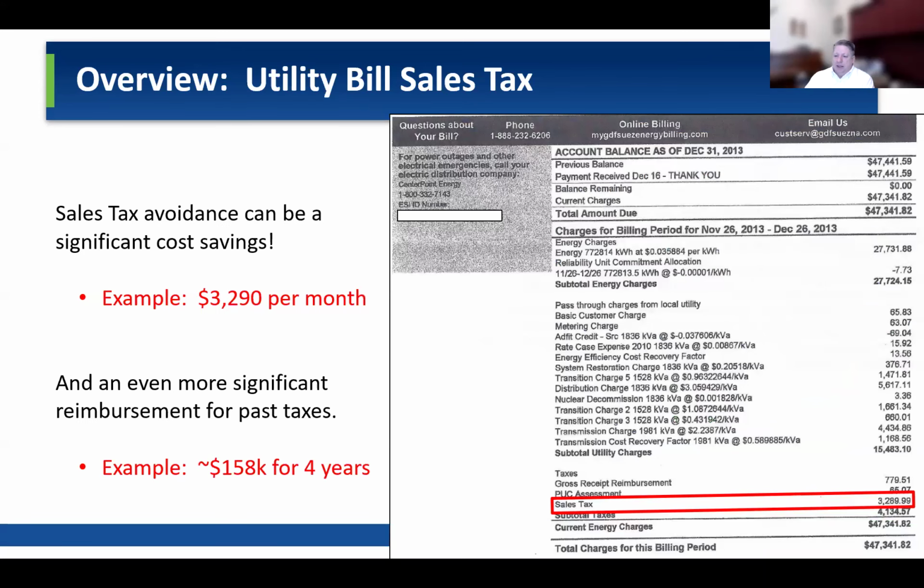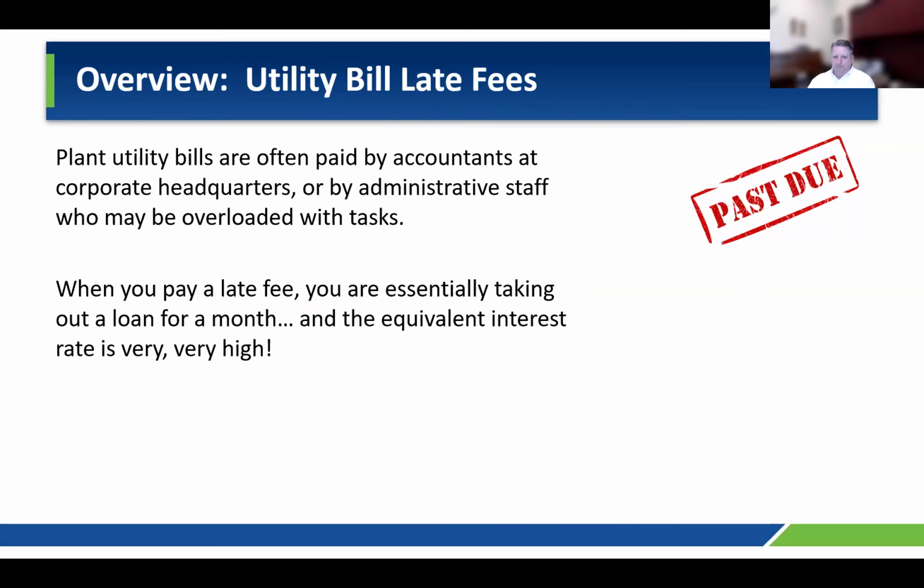As an example, this is a utility bill from a recent client where you can clearly see on their bill, their total energy bill comes out to be approximately $44,000, but $3,000 is sales tax in particular. So not only could they be avoiding paying $3,290 per month, but they can request a reimbursement for the past 4 years, which could be, if this month is typical, on the order of $158,000 in reimbursed tax. So this is definitely something you want to look at on your utility bills and avoid paying.